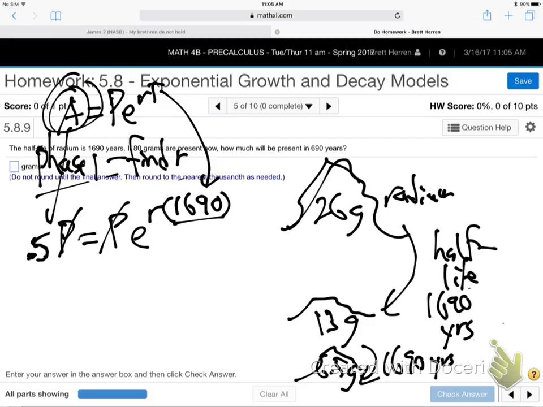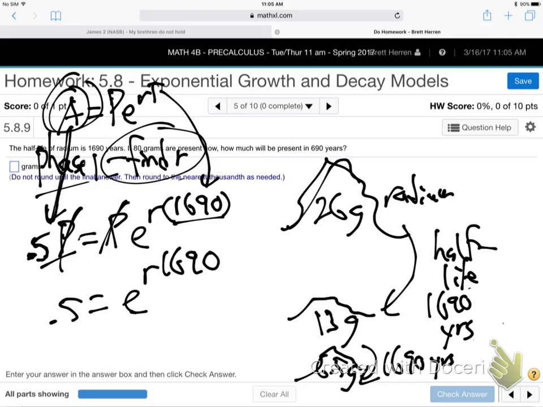So when time is 1690, the amount has become half of the original amount. Divide the p off both sides, so we have 0.5 equals e to the r times 1690. But what's phase 1 about? Finding r. How do I now find r? How am I going to solve for r? Where is r? He's climbed into the power. So what are we going to do? What's going to get him out of the power? The natural log. The natural log will dethrone the power. That's the trick.